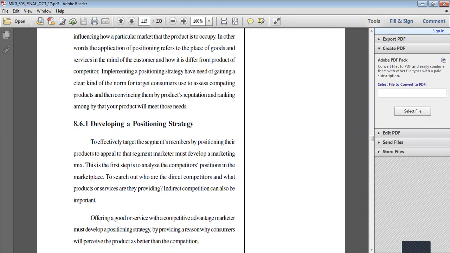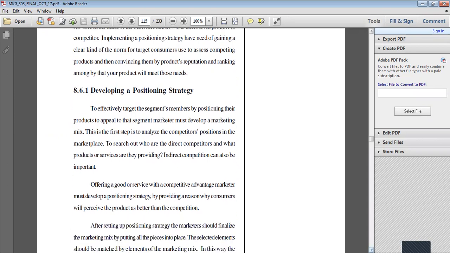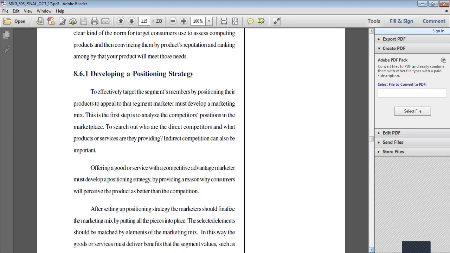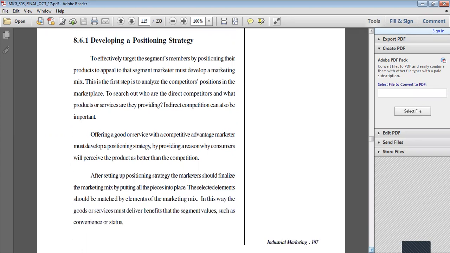The first step is to analyze the competitors' positions in the marketplace, to search out who the direct competitors are and what products or services they are providing. Direct competition can also be important. When offering a good or service with a comparative advantage, marketers must develop a positioning strategy by providing reasons why customers will perceive the product as better than the competition.